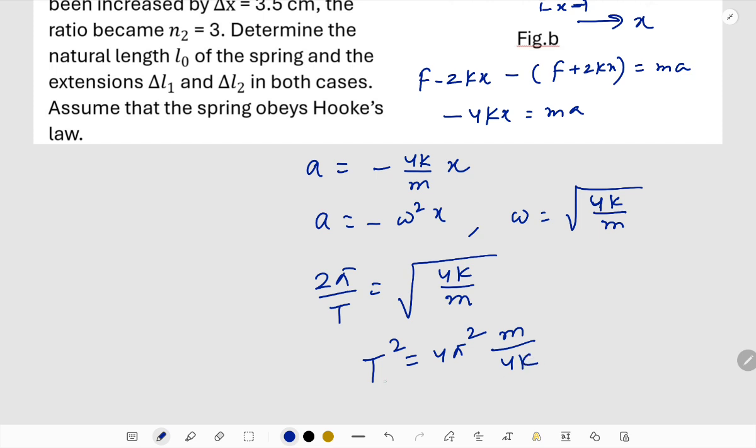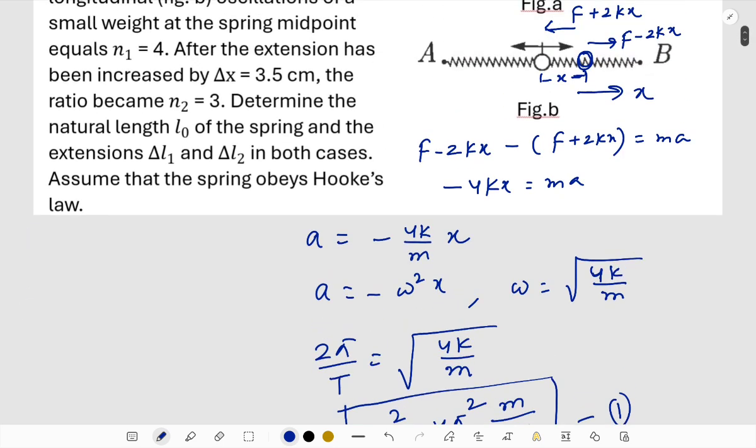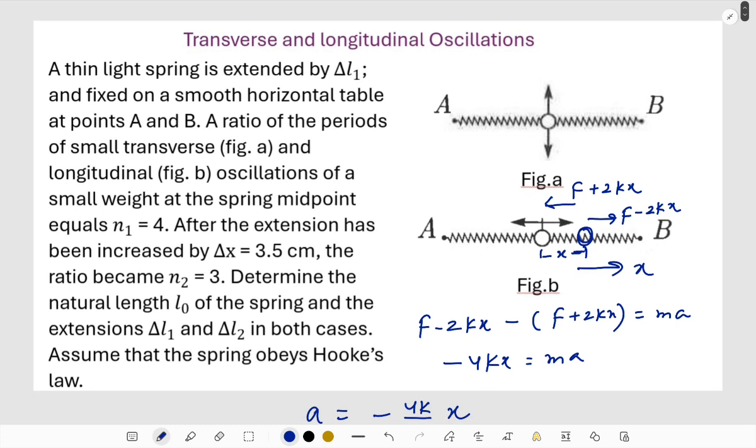So this is the time period for longitudinal oscillation. I would like to write this time period for longitudinal oscillation in this manner. Now I will simply collect this result, and I am going to discuss the transverse oscillation, and what can I do about its transverse oscillation. So you can see the picture here.